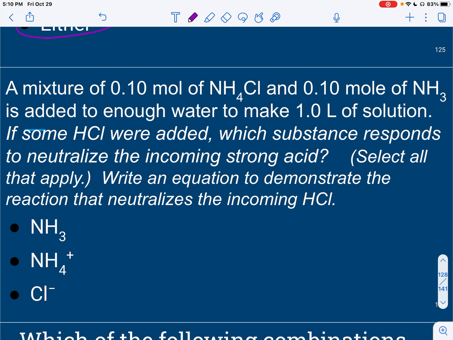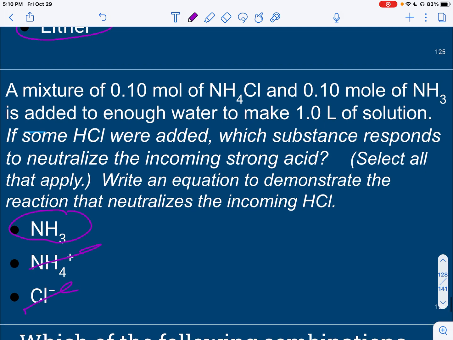All right. If some HCl were added to this same buffer, which substance responds to neutralize the incoming strong acid? If we have a strong acid coming in, we need a base to neutralize it. Cl minus, even though it's minus, is a spectator, so we don't care. And an acid cannot neutralize an acid.